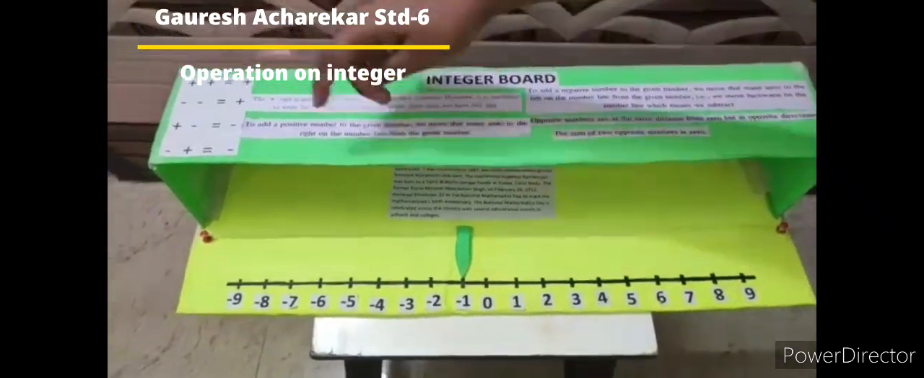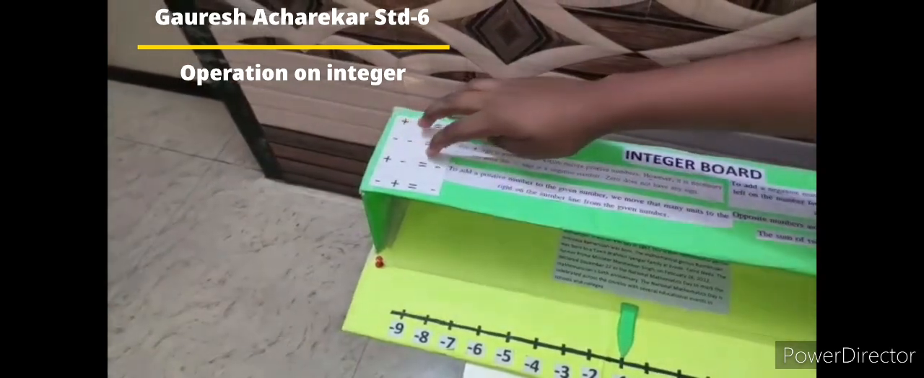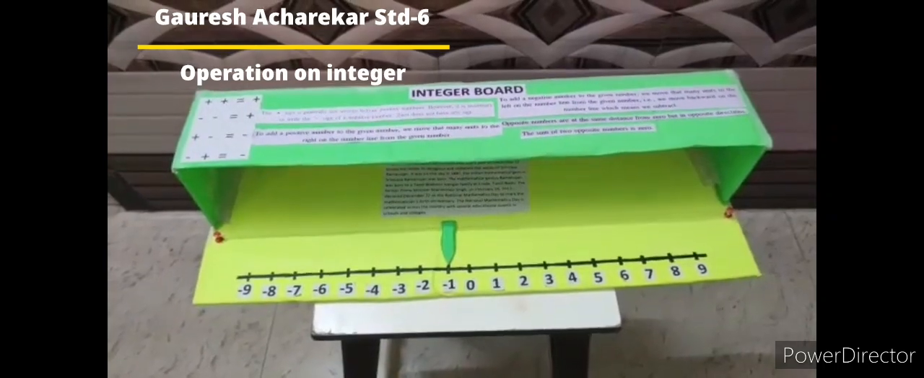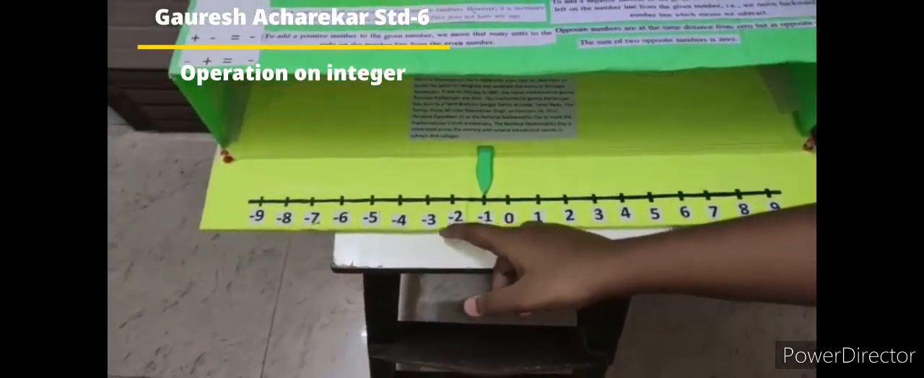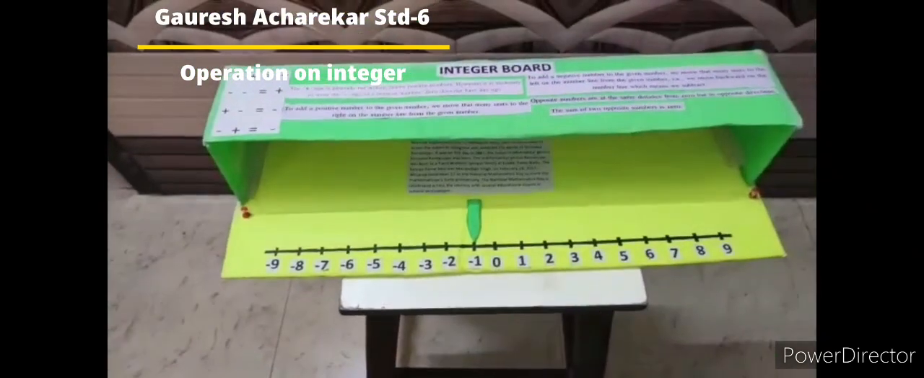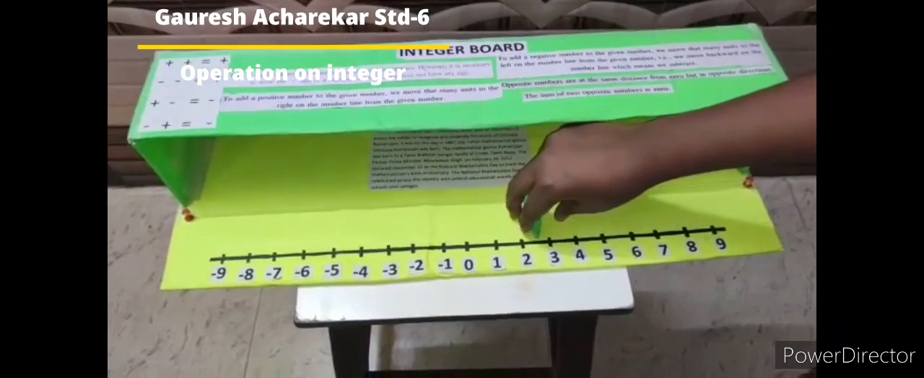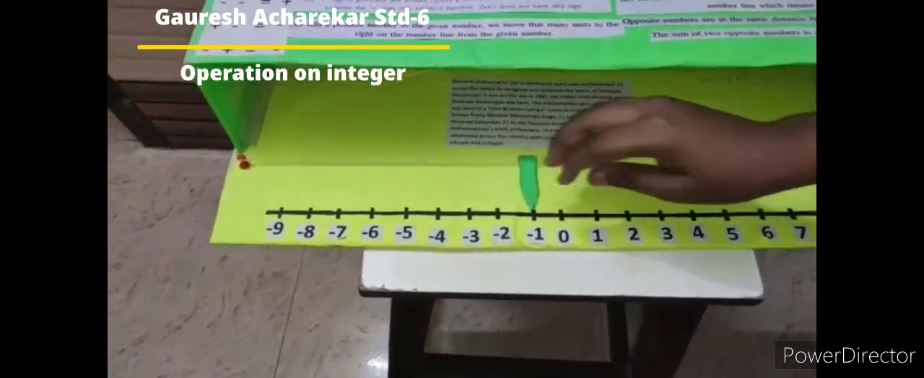The formula of integers is this: plus plus plus, minus minus plus, plus minus minus and minus plus minus. The plus sign is generally not written before the positive numbers, but the minus sign is always written before the negative numbers. For example, if we take plus 3 and minus 4, 1, 2, 3, 4, the answer is minus 1.